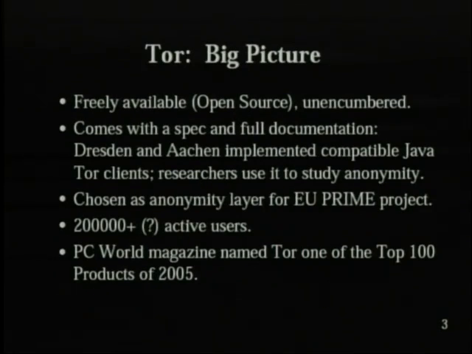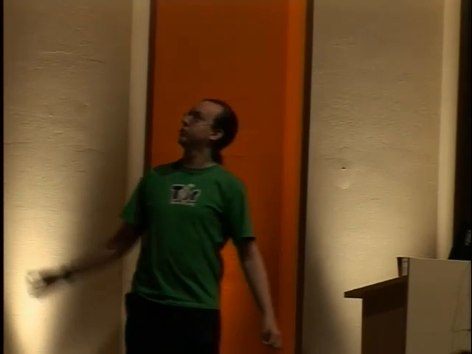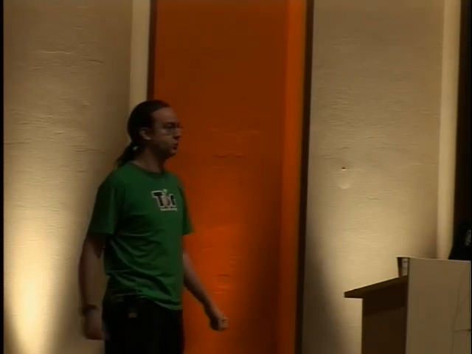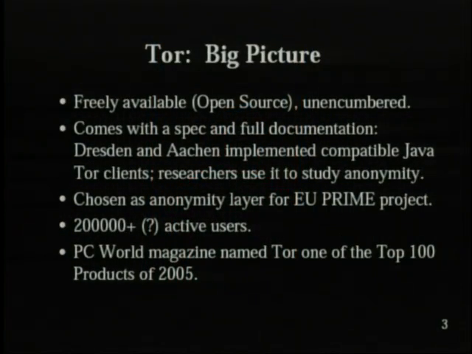Okay, so the big picture for Tor. We're an anonymity network, and we let people browse the web or instant message without certain attackers being able to learn what's going on. We come with freely available open source software. There aren't any patents. You can do whatever you want to with it. Sell it, change it, give it away. It comes with a full specification and full documentation. We're one of the very few projects out there that actually give you an RFC-style specification of this is how you build your own Tor client and server. And two different research groups have produced their own compatible versions. The European Union Prime project picked Tor as their anonymity layer, so they decided that was the most flexible, the most scalable, the most documented system available.